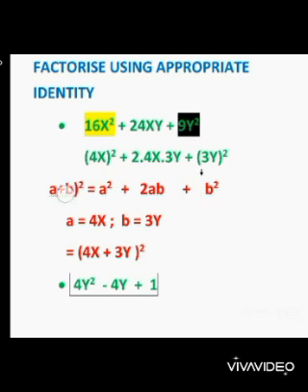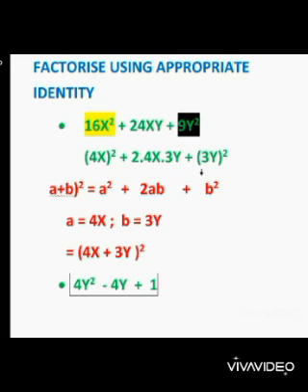A plus b whole square. So a value is how much here? 4x, and b value is 3y. Now let us substitute a and b value in a plus b whole square. So you will be getting 4x plus 3y whole square. This is how we are going to factorize this identity.